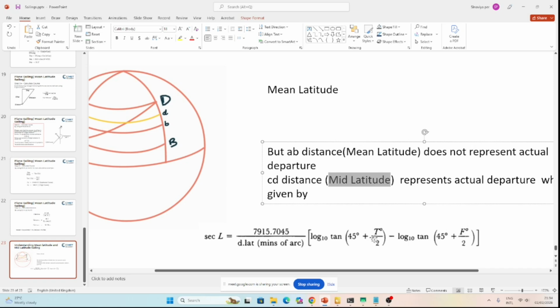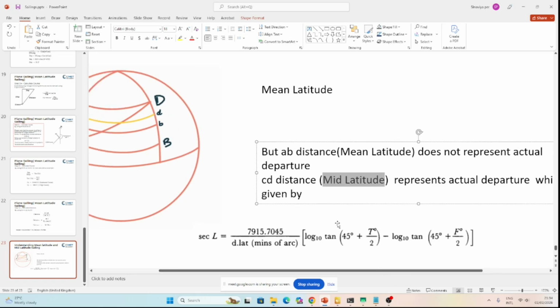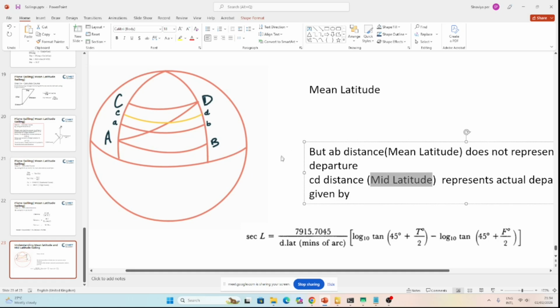Because of that, for simplicity of navigation in Mercator sailing, we use the mid latitude, but we do not use this formula. Instead, we use a simple table which is called meridional parts. You will understand that in our next session, right? So I hope you have understood the difference between the mean and mid latitude. Why I am putting so much time here is that anybody can do sums by heart, but you will not be able to do sums in certain situations if you do not understand the principles, right?